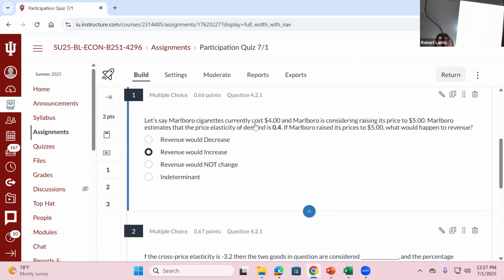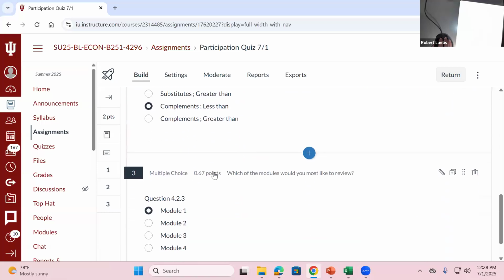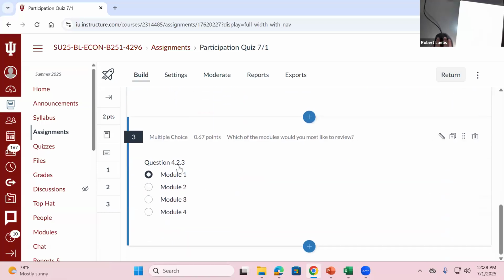Any questions, or want to see any more of this worked out? And then there's no right or wrong answer here. As long as you respond to question 3, you'll get full credit. I just want to know, which module would you like to see most reviewed tomorrow? Module 1, 2, 3, or 4. I will take a look at this.